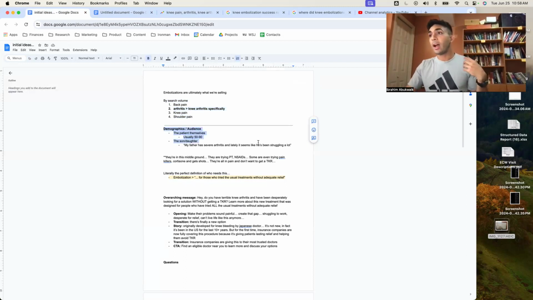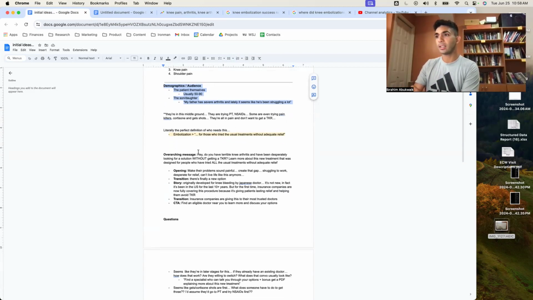Then I had to look at the demographics. What I found reading, since I'm going to Reddit right away, and I want to know who am I talking to? Usually the patients are 50 to 90. Sometimes it's the son or the daughter, observing their parents struggling, so they're the ones being the caretaker, especially if they're older.